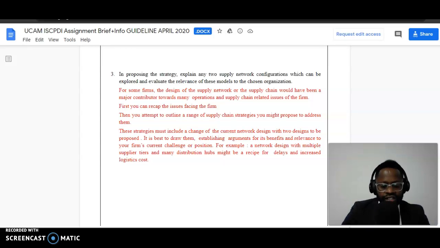Okay, so we continue with our assignment guideline recordings, assignment guideline overview for ISCPDI. I'm continuing with task 1, question 3.